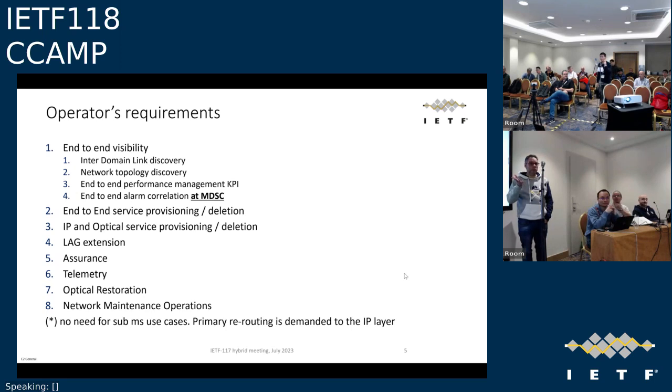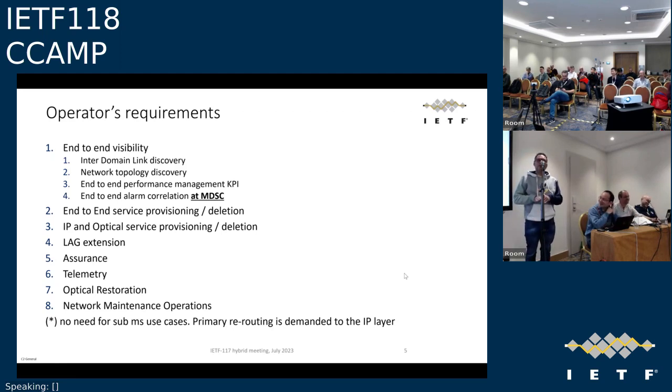A quick clarification. You said end-to-end alarm correlation at the MDSC, whereas if you are talking about IP and optical correlation, that needs to be done at the MDSC, but for optical between pluggable and the OLS, I think it could be done at the optical PNC for machine one and three. Right? Yeah, maybe we can leave it out. Yes.